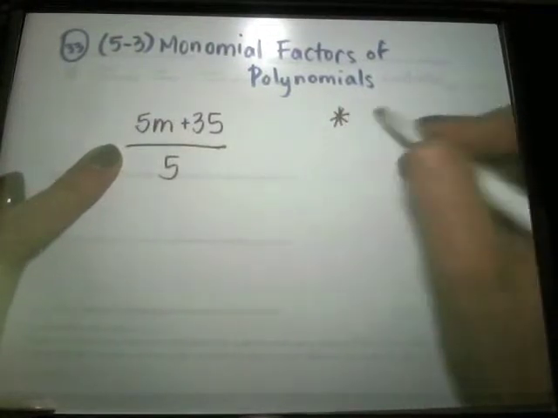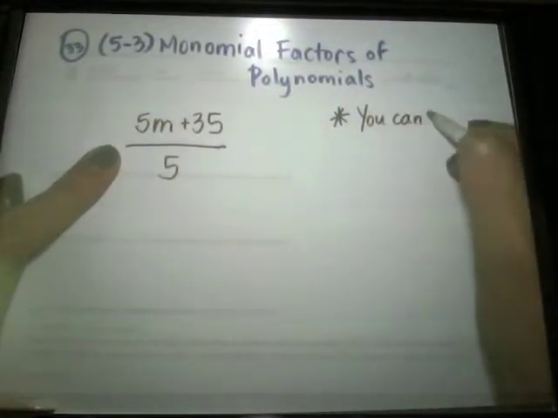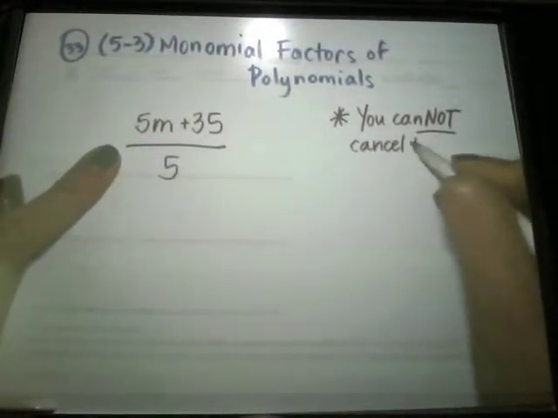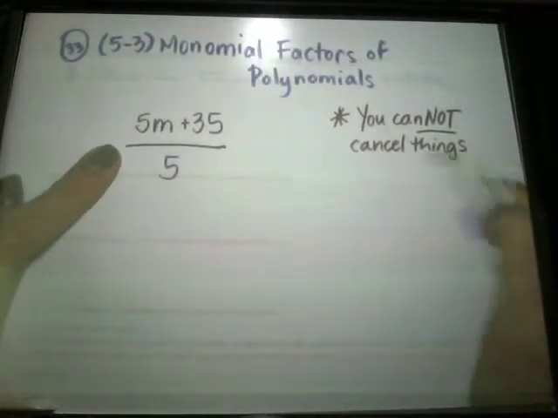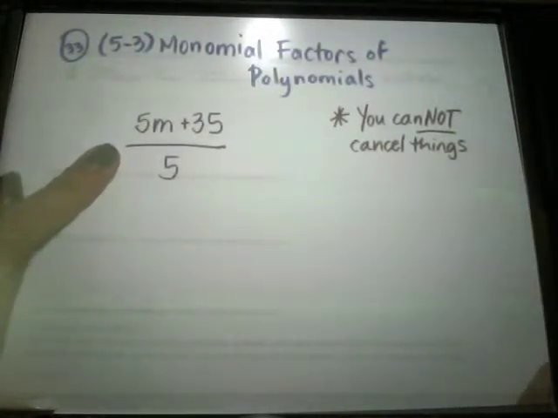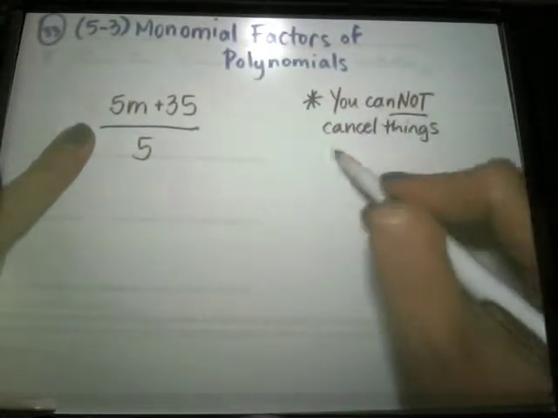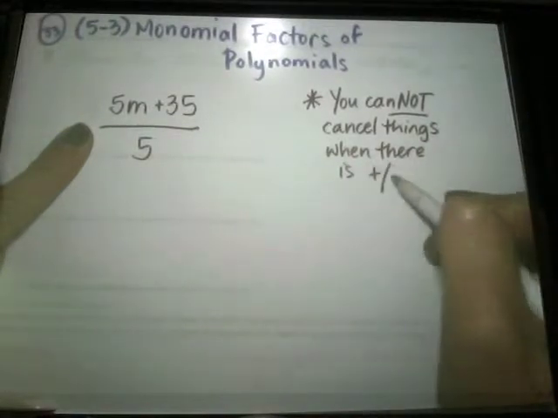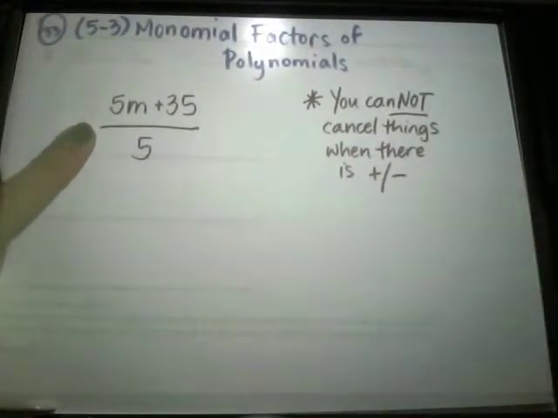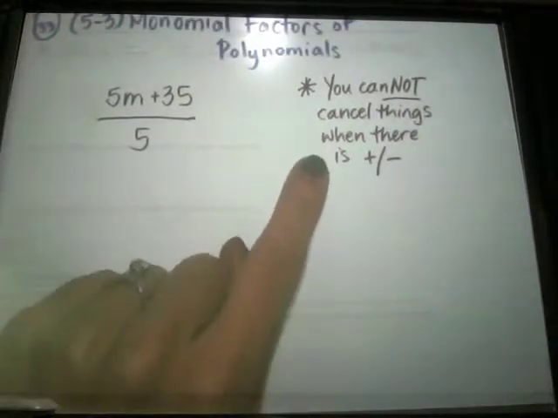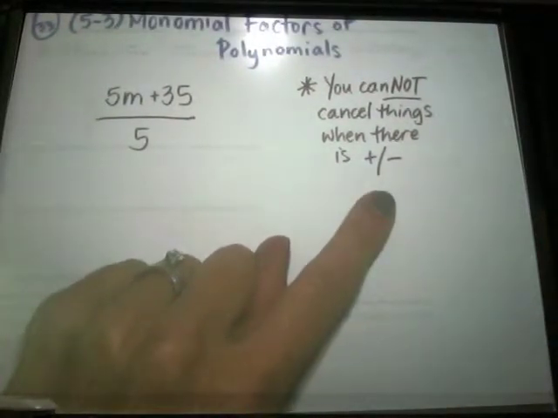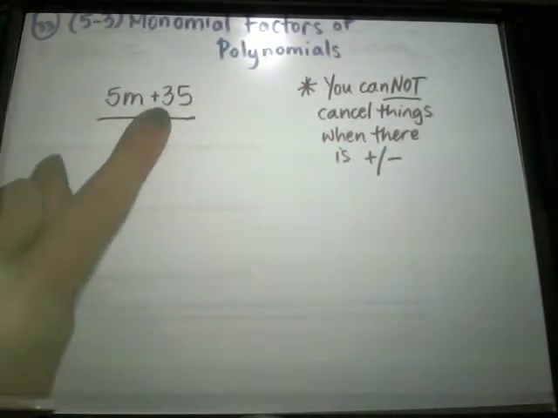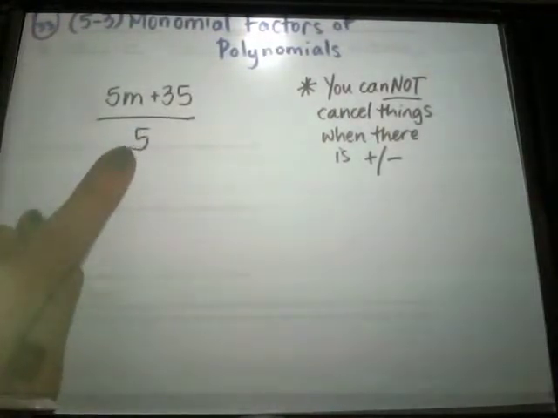So the first thing to know is you cannot cancel things, numbers, terms. Things is not a very good math word, but I think you know what I mean. You cannot cancel things when there is addition or subtraction. Right? I abbreviated there. You could write the words if it will help. You cannot cancel things when there is addition or subtraction. Here we've got an addition, a plus sign. With the binomial, we could end up with a trinomial in the numerator. We cannot start to cancel this 5.